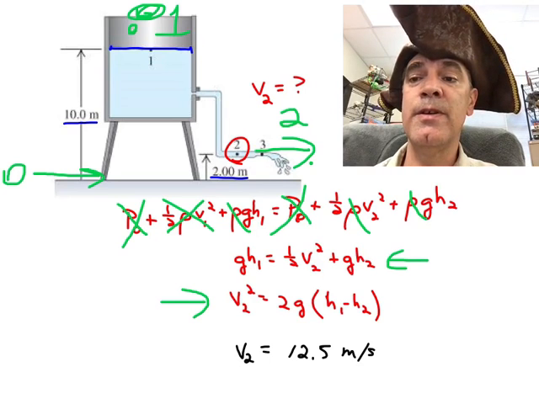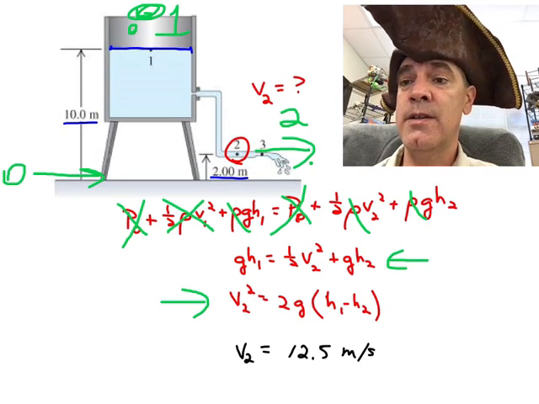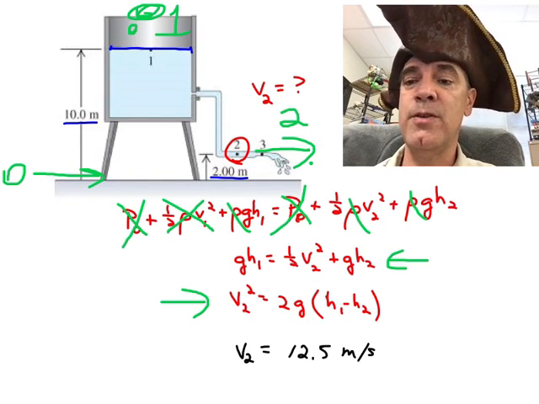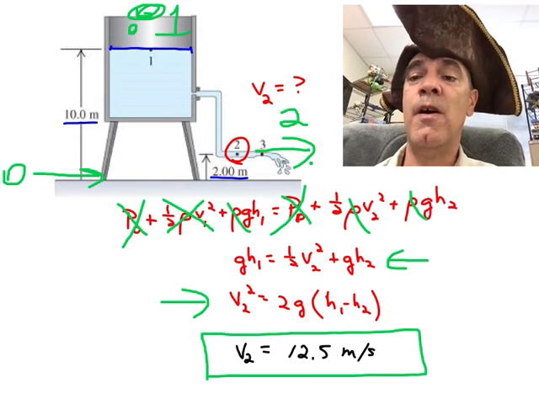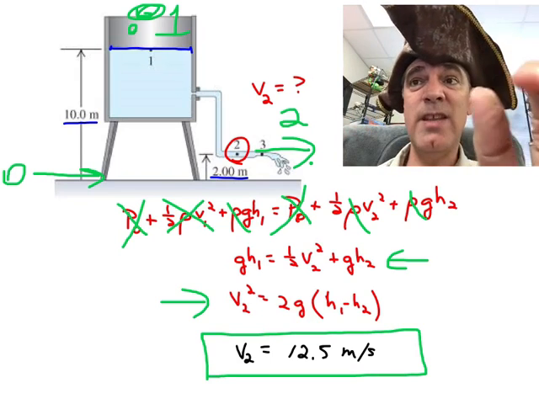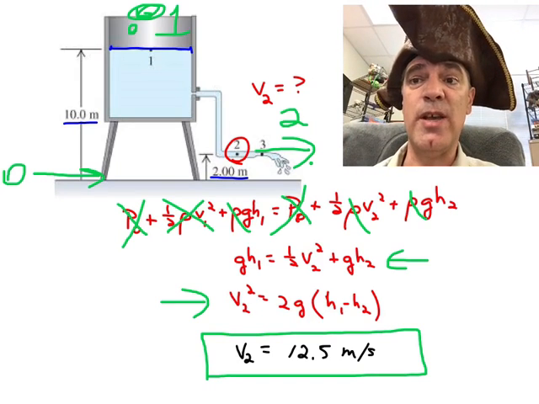I get V2 equals the square root of 2g times (h1 minus h2). I get the 2 by multiplying by 2 there, and then I will get my V there. And once you cancel things out and approximate, it's usually pretty straightforward in Bernoulli. It's the canceling out that takes some thinking.